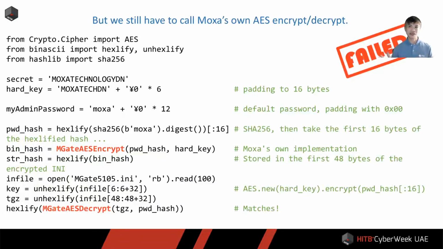Why I'm saying it's failed is because there's no way to implement the MGate AES encrypt and AES decrypt with PyCrypto. We have tried several times and failed. So maybe Moxa has their own implementation. If you cannot make all protocols from scratch, you are not really doing anything.